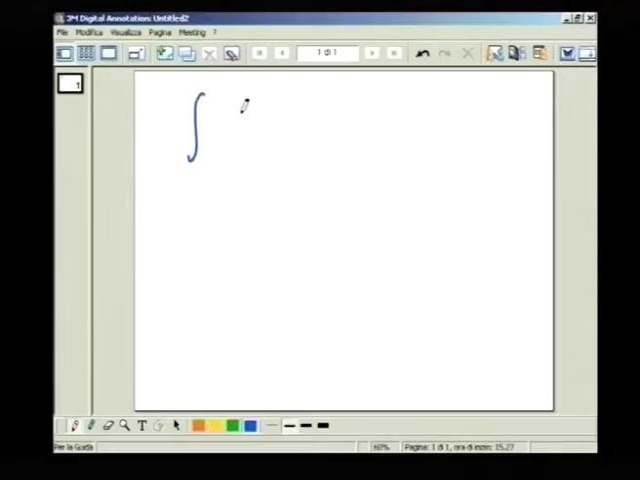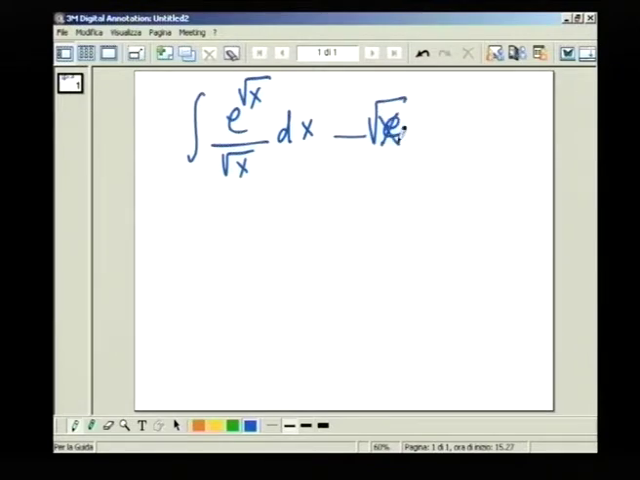When you have, for example, an integral of, let us say, e to the square root of x divided by square root of x dx. So your substitution would be, for example, square root of x is equal to u. And with this, this would change into e to the u du, because you have times 2. This is the first method of integration.